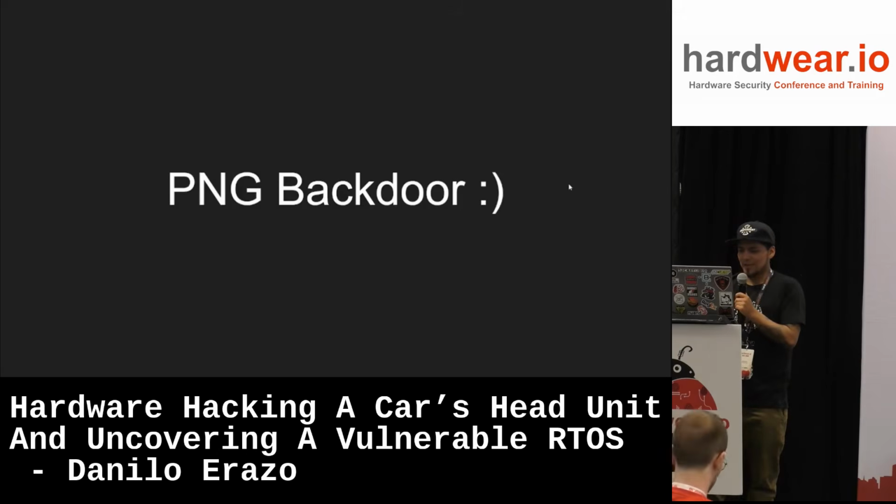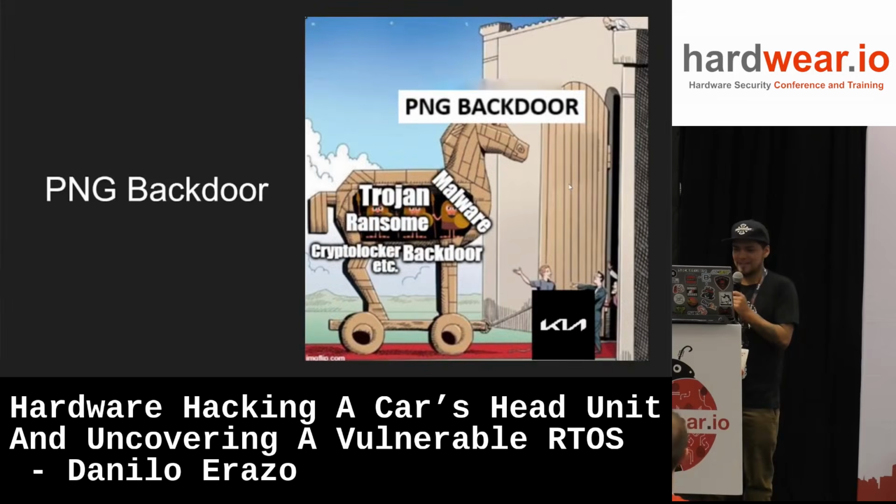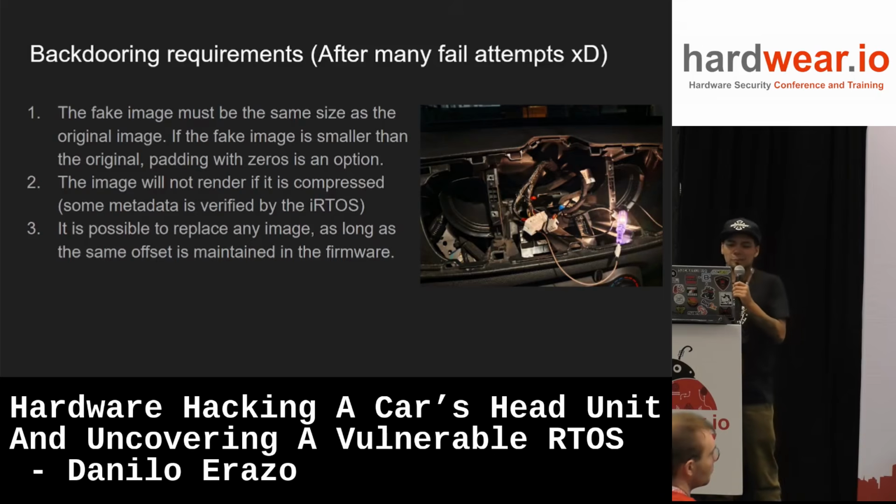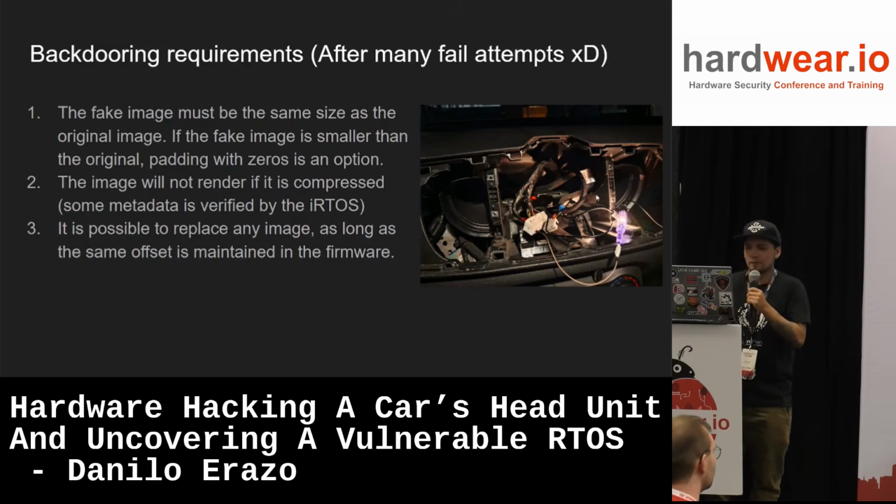After that, I said, let's make this more dangerous, so let's set up a PNG backdoor. After many failed attempts, I realized that the fake image must be the same size as the original image. If the fake image I am going to inject is smaller than the original, padding with zeros is an option. The image will not render if it is compressed. Some metadata is verified by the real-time operating system, specifically by the libpng library. Finally, it is possible to replace any image as long as the same offset is maintained in the firmware.